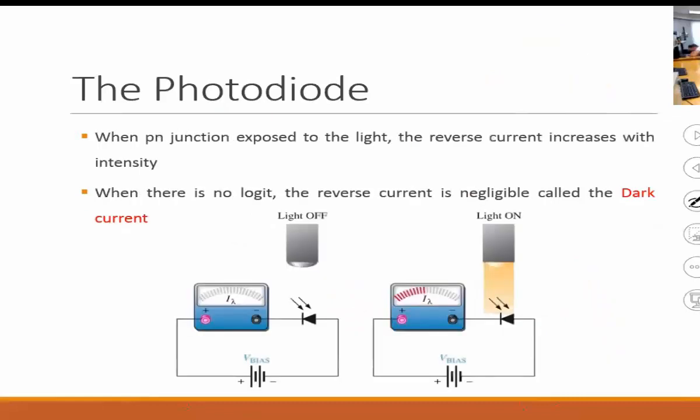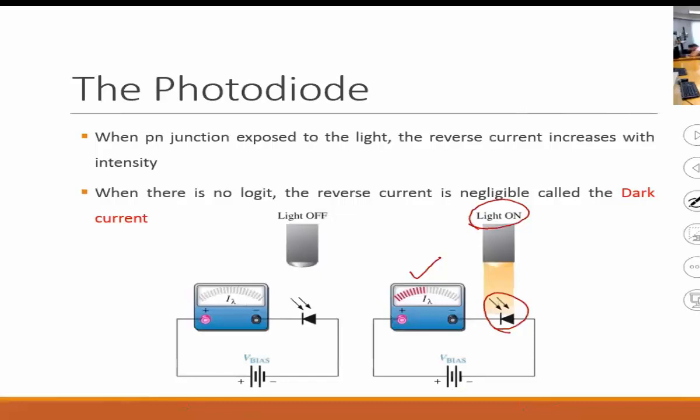So this shows just the same operation. You can see that when light falls onto the diode, you see there is some current. When there is no light, there is going to be extremely small current.